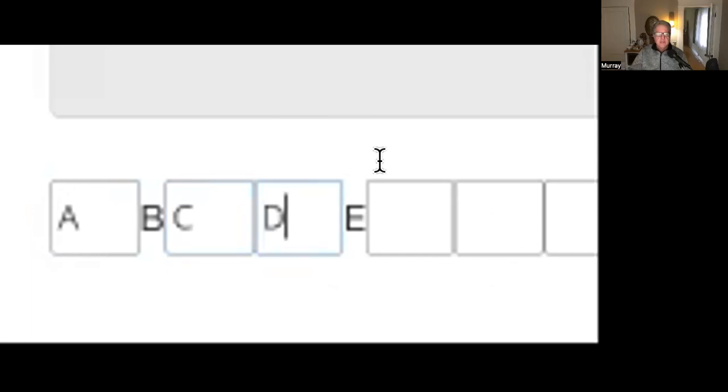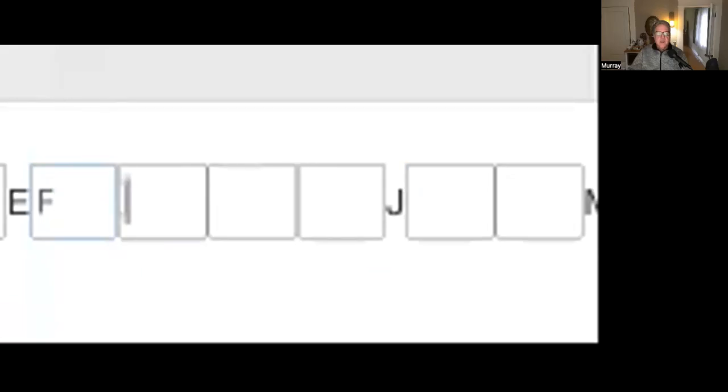D, E, and then F. I'm going to move it here, F. What's next? Do you know how to say this letter? G, G, G. H, H, H. I. J. And the next letter is K.